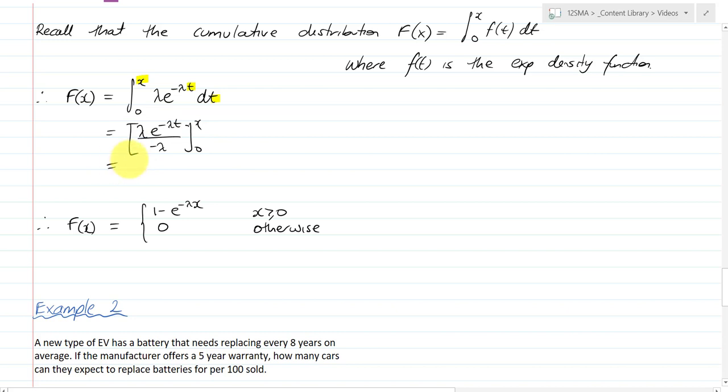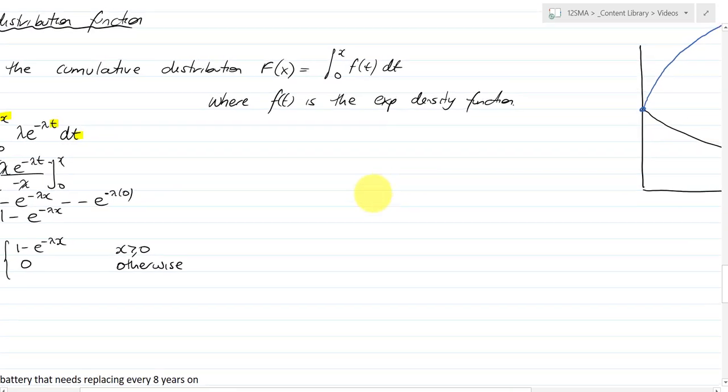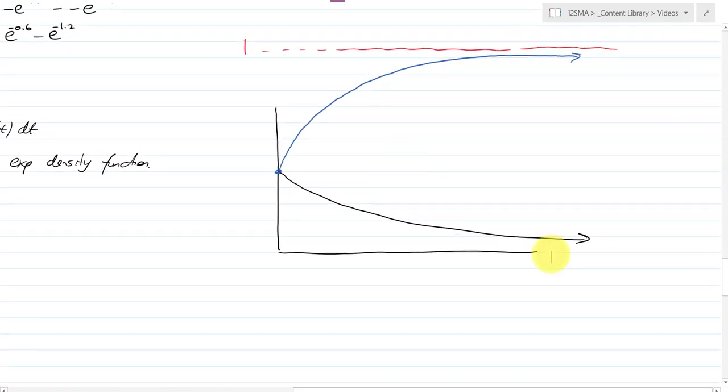which of course, and I'm not sure I'm going to have enough space, they will cancel out. I've got negative e to the negative lambda x minus negative e to the negative lambda 0, and that thing will be equal to 1, and it's positive, so I get 1 minus e to the negative lambda x. And that makes sense. If we go back here, you can see that it's saying 1 minus that. That's introducing this gap here.